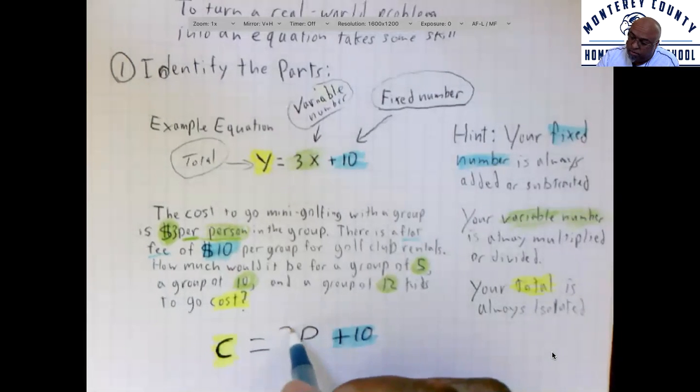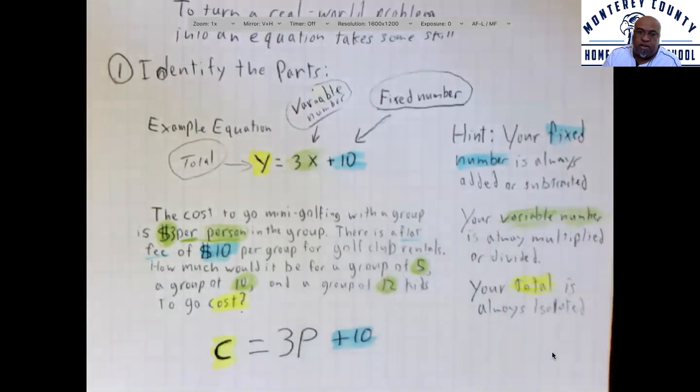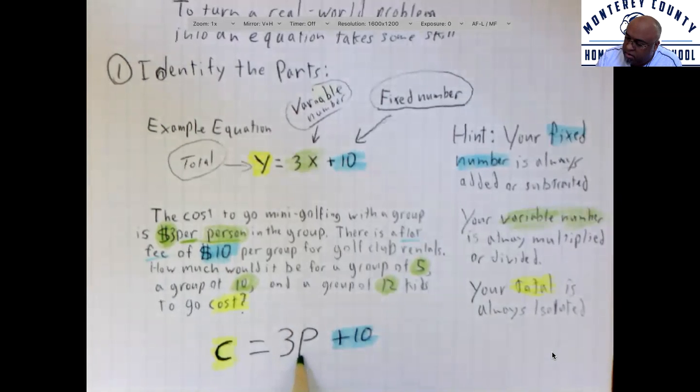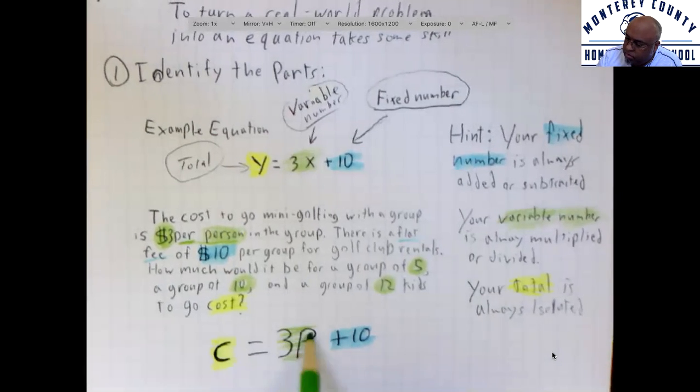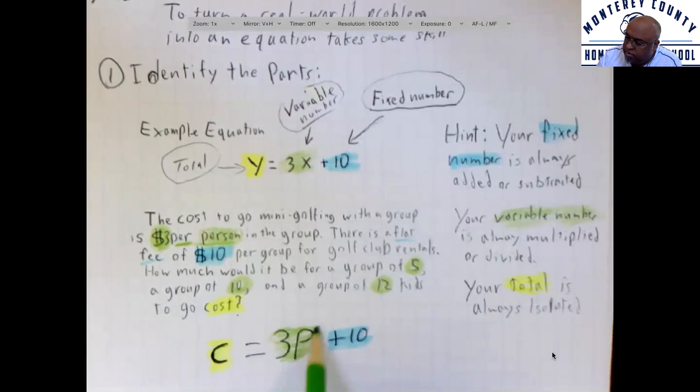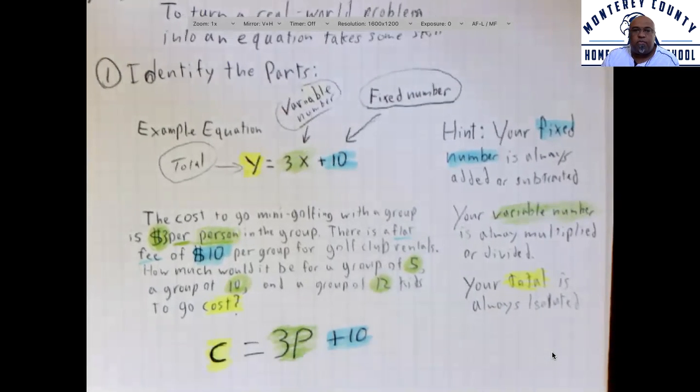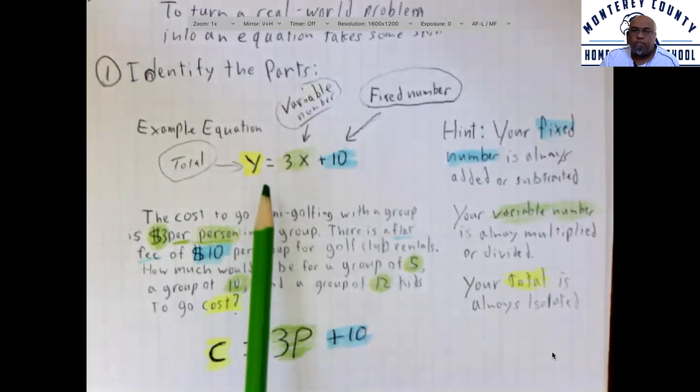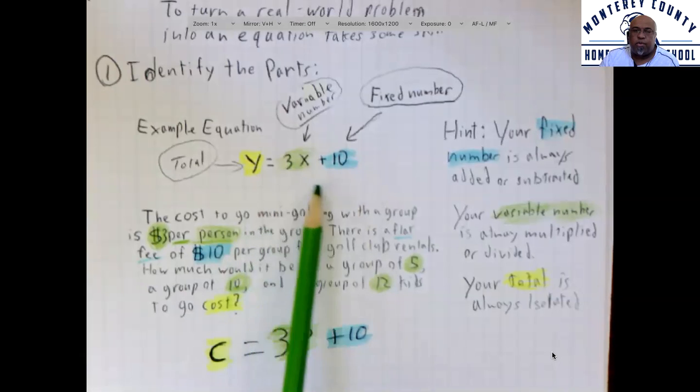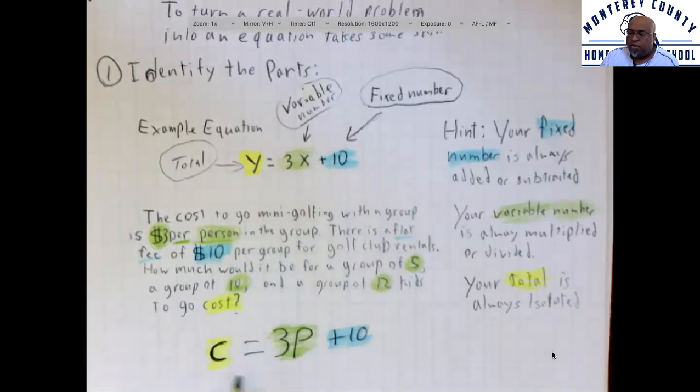It is $3 per person. Okay, Evelyn, that's right. I'm glad you answered it. So, I'm going to go ahead and color this green. Now, as you can see, we have created a variable rule here. Actually, we created an equation that's in the same form as the equation here. Y is equal to 3x plus 10. We changed to c is equal to 3p plus 10. And we found the items within the word problem. Okay.